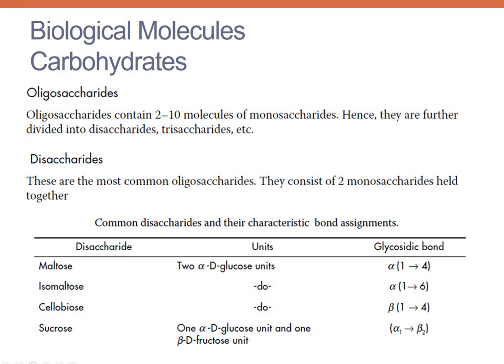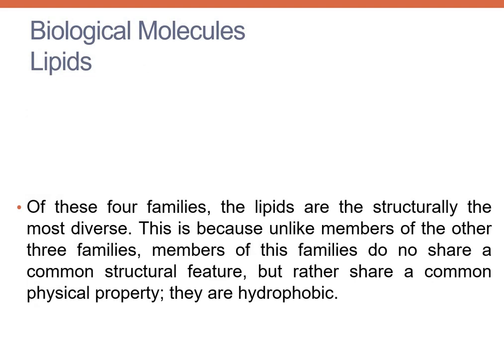Now let us discuss further about disaccharides. This is one of the most common oligosaccharides, where you have two monosaccharides sitting side by side. These names also I am sure that you are familiar with, like maltose. Maltose is where you have two glucose units, then isomaltose, cellobiose, sucrose. Sucrose is another familiar name that I am sure that you know. So these are all disaccharides. That means they have two molecules of monosaccharide forming one oligosaccharide.